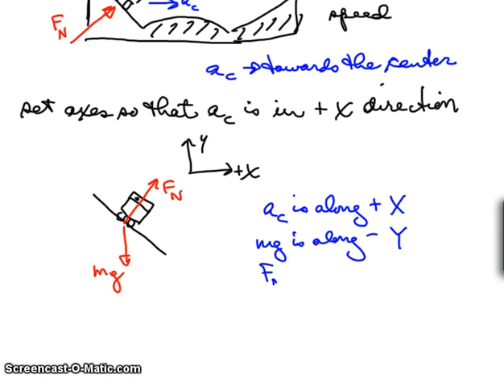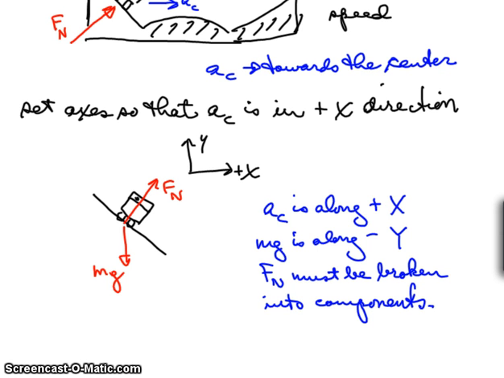Unfortunately, f sub n must be broken up into components in the x and y direction. And as you can tell from this, let's do that. In the y direction, this is going to be f sub n in the y direction, and this is going to be f sub n in the x direction.